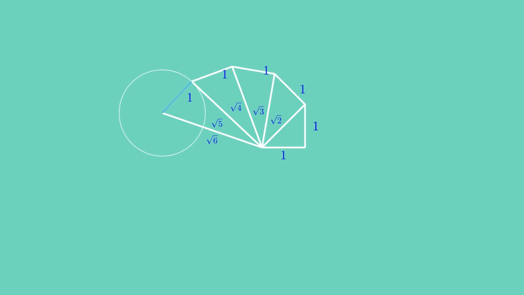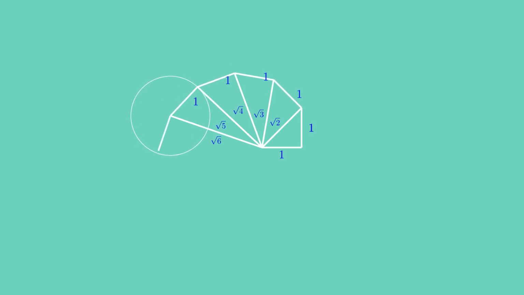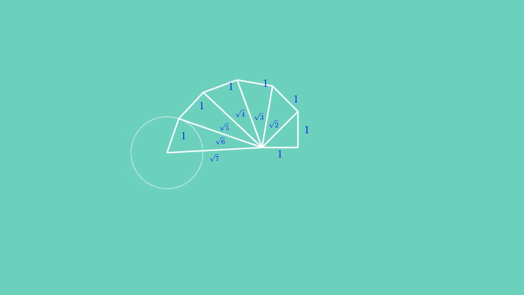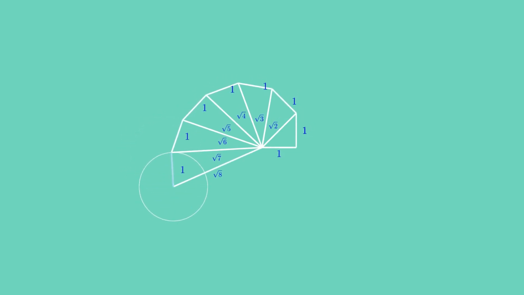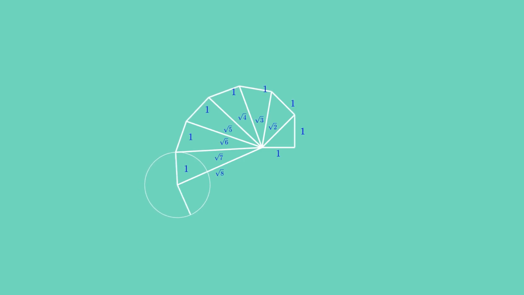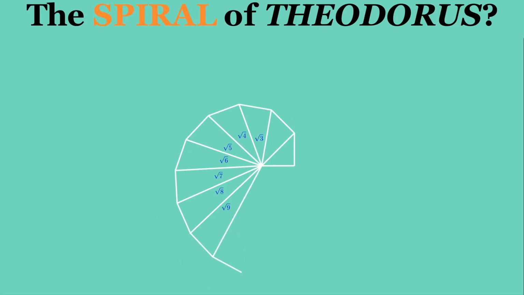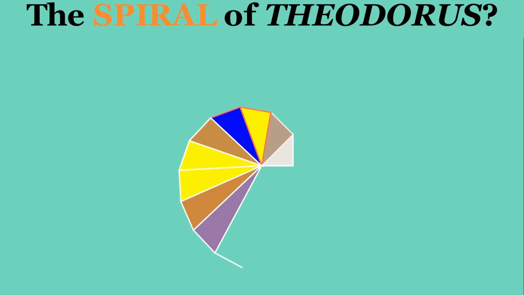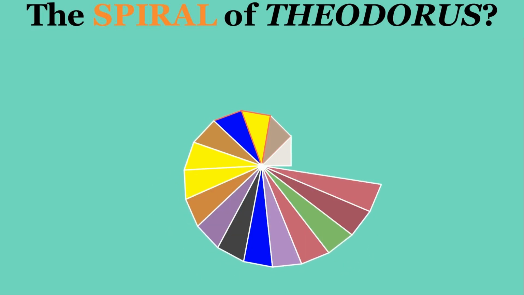Each new right triangle has one leg of length 1, the other leg equal to the previous hypotenuse, and thus its hypotenuse measures the square root of n for successive n. By iterating, you construct segments of length square root 2, square root 3, square root 4, up through square root 10 and beyond, tracing out the spiral of Theodorus, also known as the square root or Pythagorean spiral.